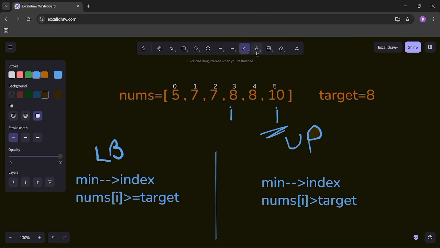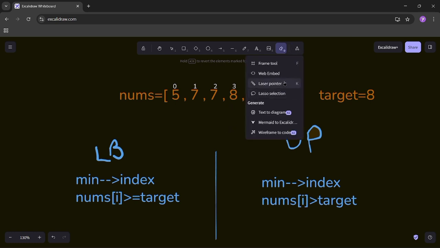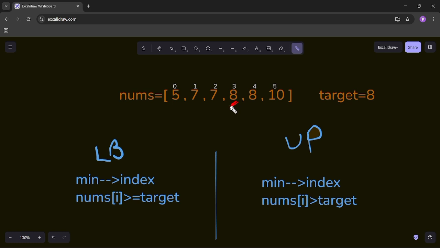So basically what we are doing in this question is finding the upper bound and the lower bound. In this case my lower bound is this, and my upper bound is this. So do I have to write 3, 5? No, we have to return 3, 4. This is the last occurrence of target in nums, and this is the first occurrence. We don't have to include this number, but if we apply upper bound, we will get this number.